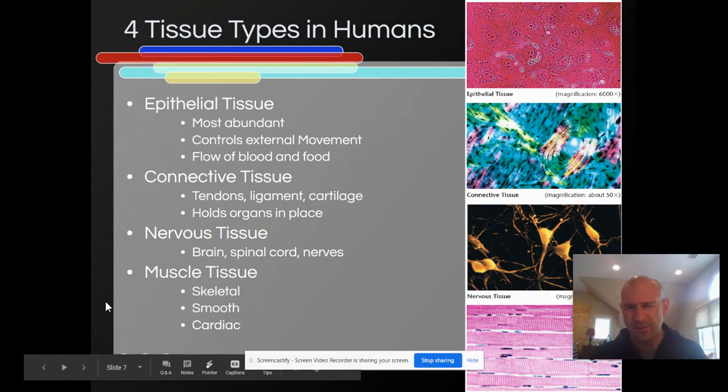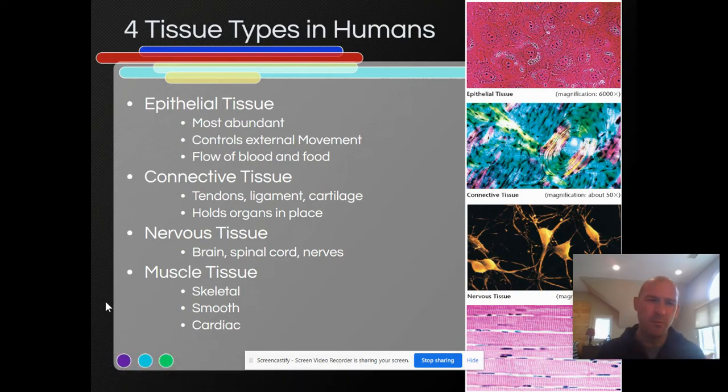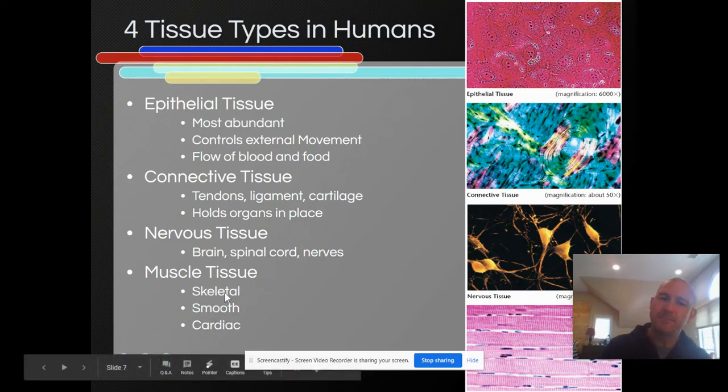So muscle tissue, there's 3 major types of muscle tissue. There's skeletal, smooth, and cardiac. Skeletal is like the muscles that you can move. So if you think of your bicep or your hamstrings, any muscle that you have voluntary control over that you can move, those are all skeletal muscles.